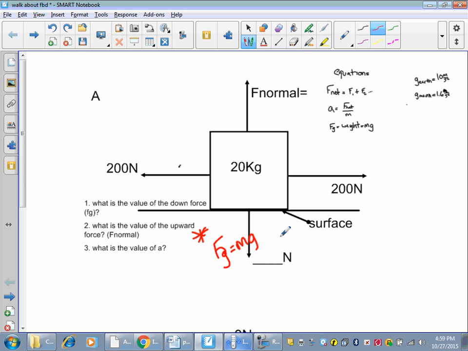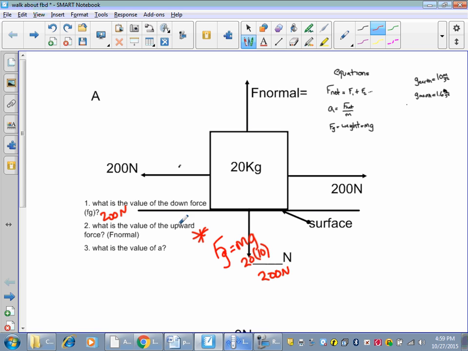Always write the equation so you can see what you did if you mess up. 20, because the 20 goes here. And for g, I'm putting 10. So my downward force weight is 200 newtons. Okay, 200 newtons. So what's the value of the down force weight or force gravity? 200 newtons.